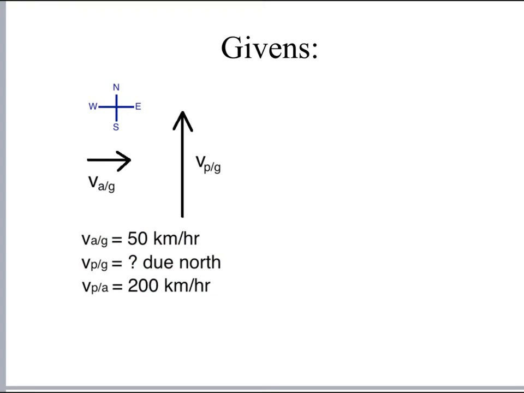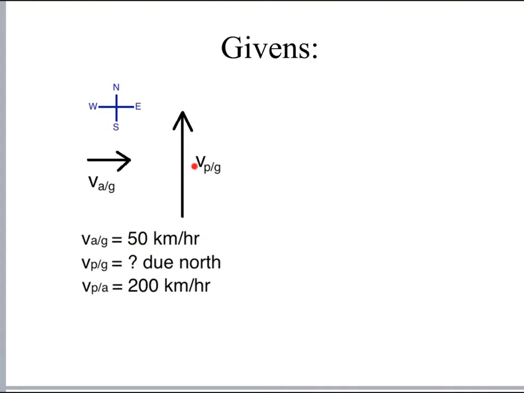We know that the velocity of the plane relative to the ground is going to go due north. That's what we're told. We want to maintain a northward trajectory relative to the ground. And we know that the velocity of the air with respect to the ground, that's the wind, is going to the east, and we know that it's 50 kilometers per hour.